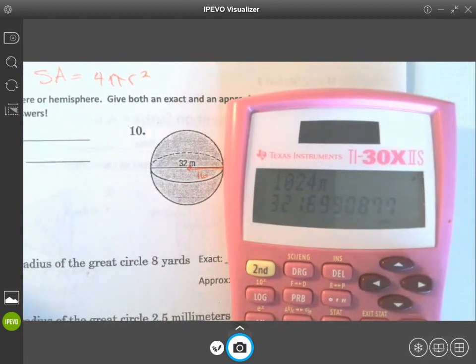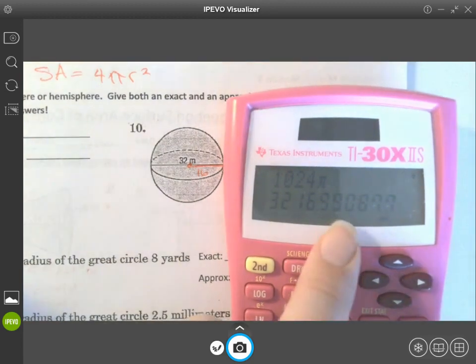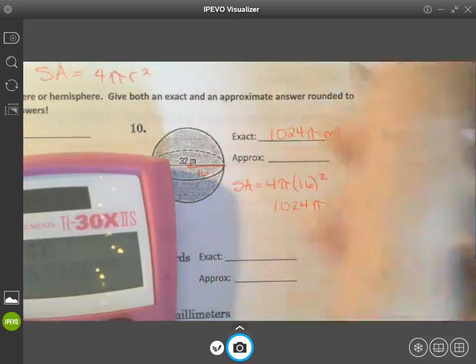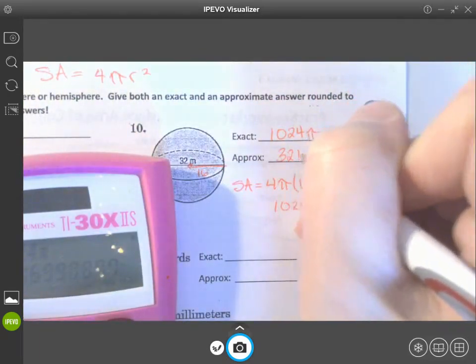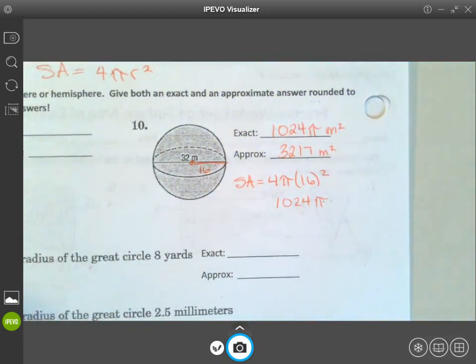And we get 3,216.99. So that 9 is going to kick this up, so it's going to be 3,217. So watch that rounding, meters squared. All right, that's what I wanted to show you there.